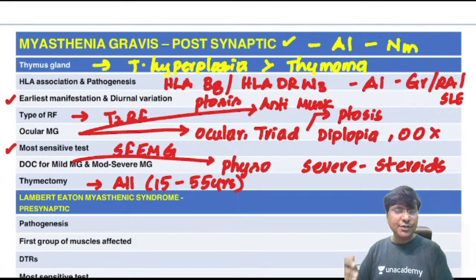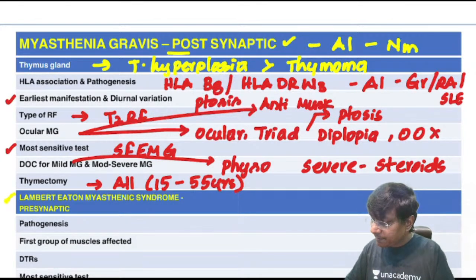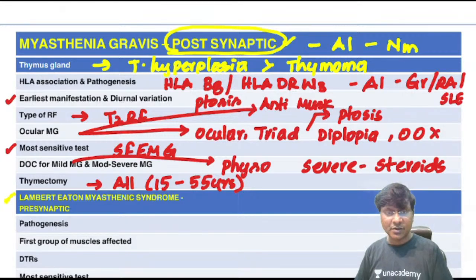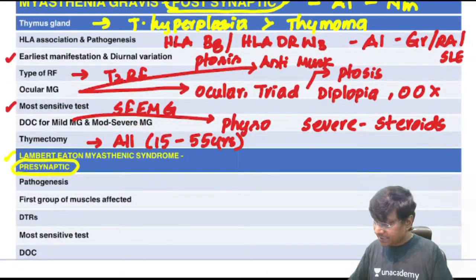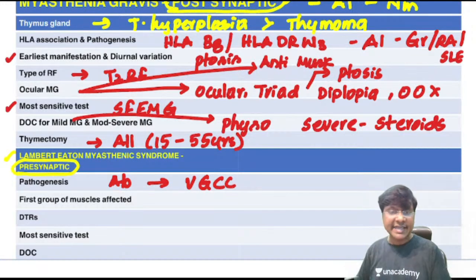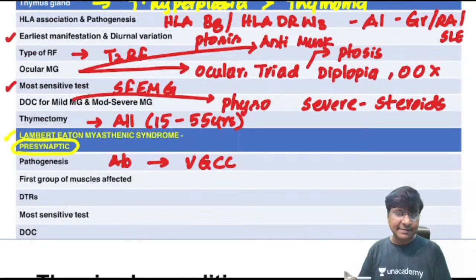Then we have another neuromuscular junction disorder, that is Lambert-Eaton myasthenic syndrome. What is the difference between these two? Myasthenia gravis is a postsynaptic disorder, whereas Lambert-Eaton myasthenic syndrome is a presynaptic nerve terminal junction disorder. Now what is the pathogenesis? Here also an antibody is formed, against the voltage gated calcium channels which are present on the presynaptic nerve terminal.